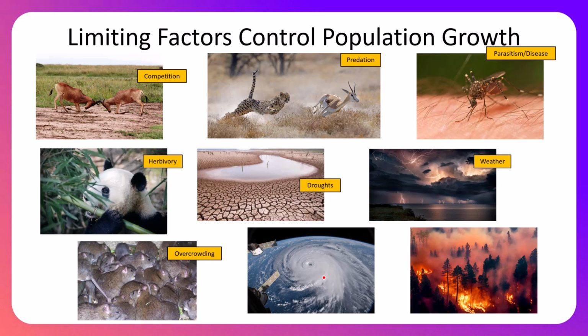Next is overcrowding. Obviously, that is another animal example, and that has to do, like we talked about in the last video, with increased population density. With increased population density comes overcrowding, and with overcrowding, that breeds competition, and it breeds disease.